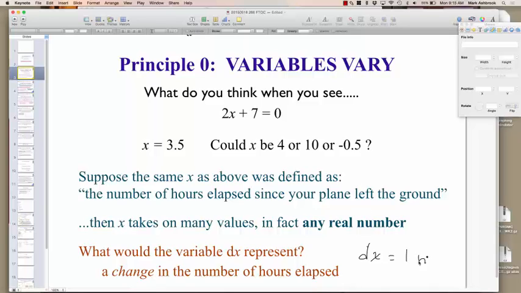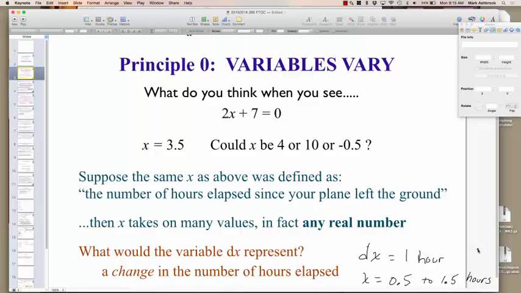That would be some change of 1 hour since you left the ground. Maybe it's the change from half an hour to 1.5 hours since you left the ground. So that change could have been from x equals 0.5 to 1, and then 1.5. Then dx would be 1 hour. A change in that amount of time elapsed since your plane left the ground.